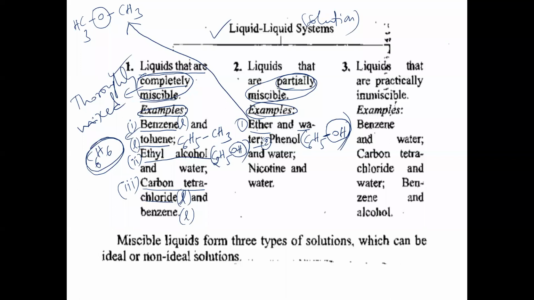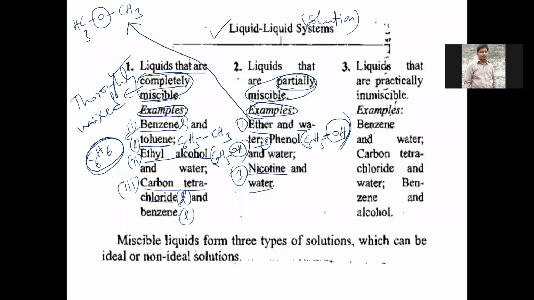So ether and water, phenol and water. These two are examples of which type of liquid systems? The liquids which are partially miscible. And next one here, nicotine and water. Third example is what here? Nicotine and water. So nicotine is present in what? Tobacco. Nicotine is present in cigarettes.